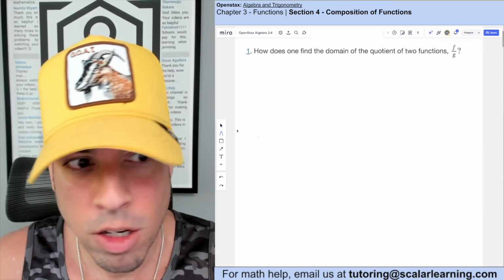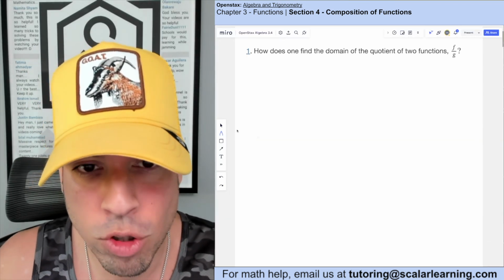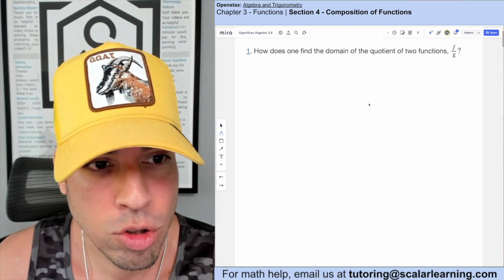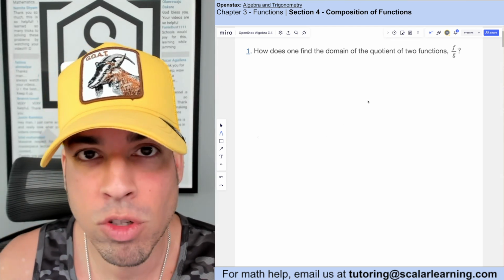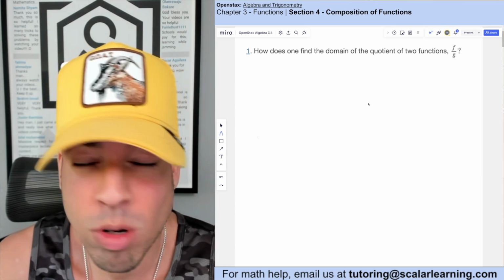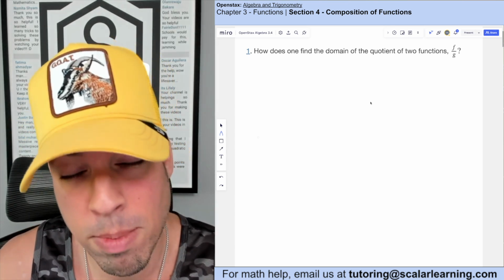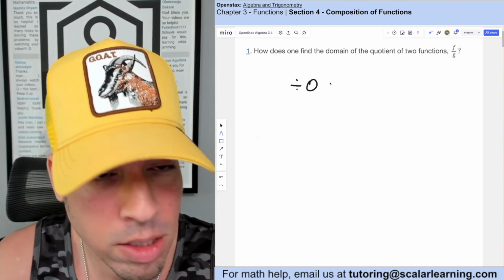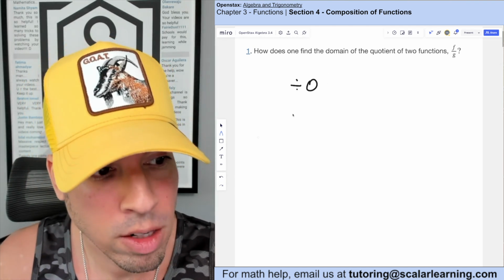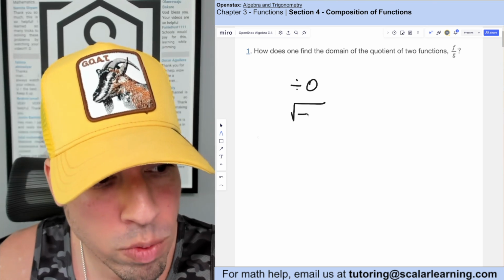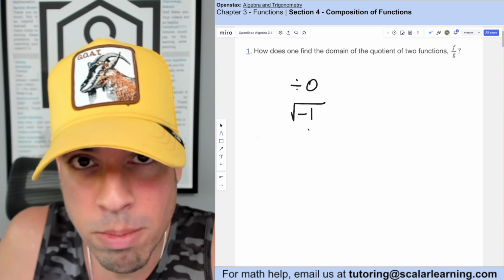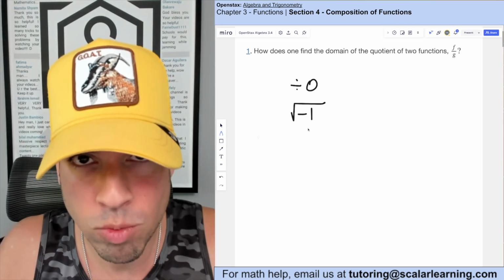Let's do it. How does one find the domain of the quotient of two functions, f and g? All right, so there's a couple ways to go about this. And by the way, when we're talking about domain of functions, really we're talking about two particular things that are going to be problematic. Number one, any place where you're going to be dividing by 0, that's going to be an issue. And also, taking the square root of a negative number. When you do that, you're out of the real number plane, so that would be a domain restriction as well.